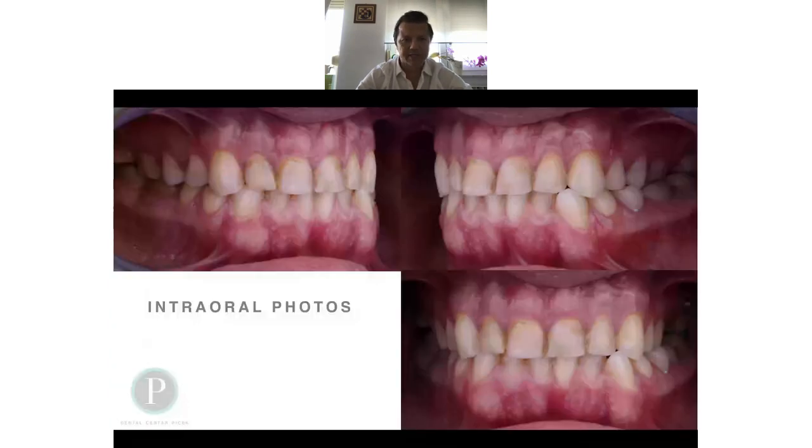It was very clear for us. This initial photo protocol in our office. As you see, he has some direct restoration in the anterior region, and he has, you will see later on, obviously some tooth wear.